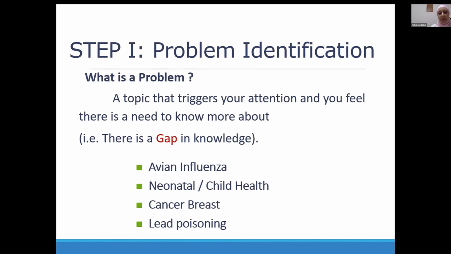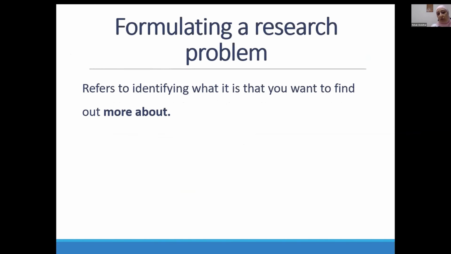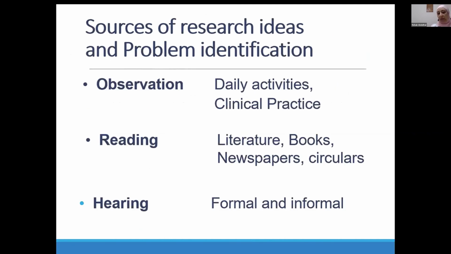Yes, super. So when we formulate a research problem, we need to find out more about it, and we can have lots of sources for that. We can have observations from our daily activities. We can read a lot of literature, something in the newspaper, a circular. We could even hear something, formal or informal, and that would be the trigger for initiating our idea for research.